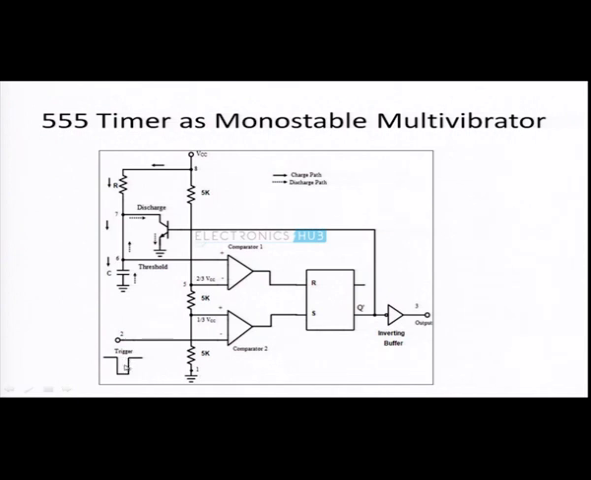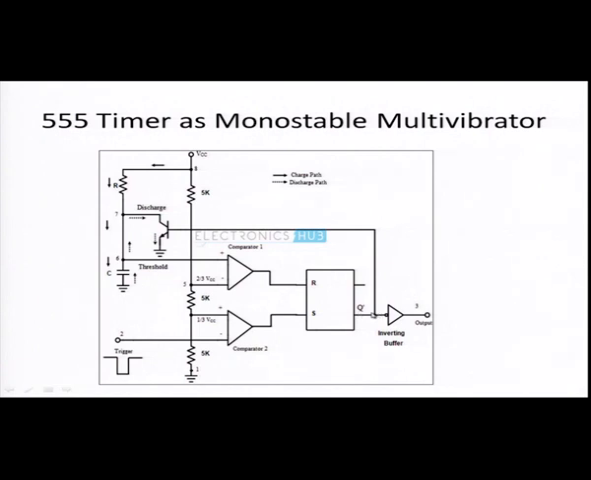Now, consider that initially the Q bar is high and the output is low. So, that is the stable state. The output is low because it is an inverting buffer, so the Q bar will be inverted at the output terminal of the 555 timer. So, the low output says that it is the stable state.